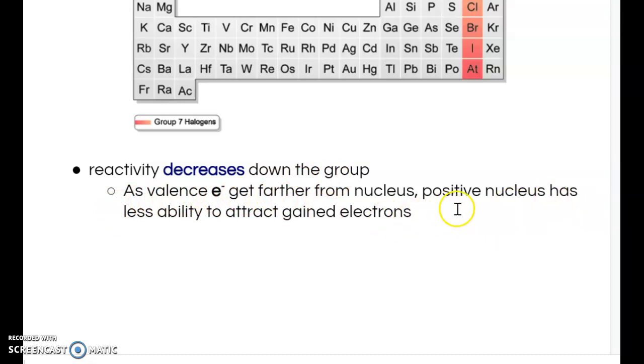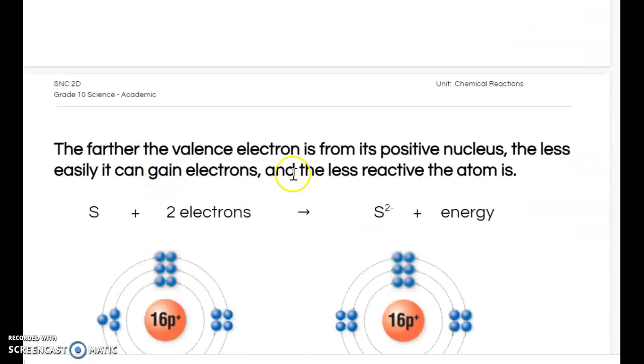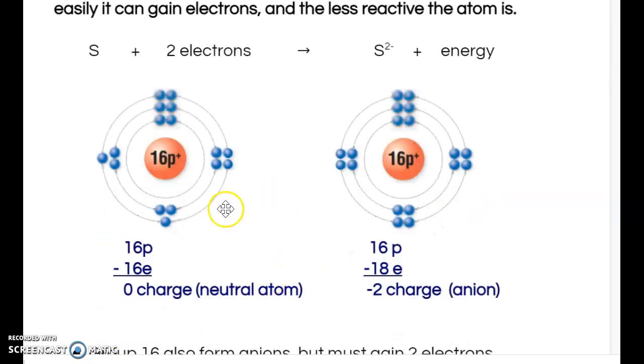So reactivity decreases down the group as valence electrons get farther from the nucleus. The positive nucleus has less ability to attract gained electrons. The farther the valence electron is from the positive nucleus, the less easily it can gain electrons and the less reactive the atom is. Let's look at sulfur.